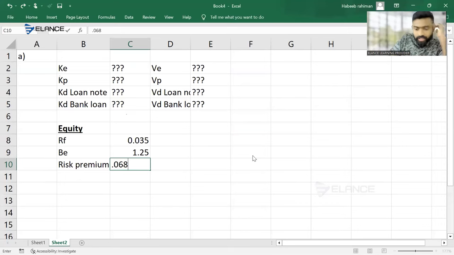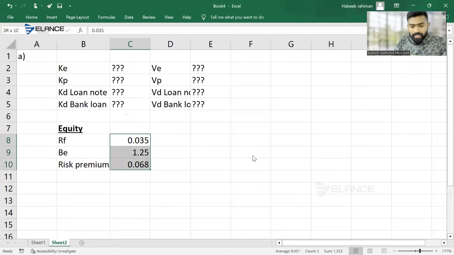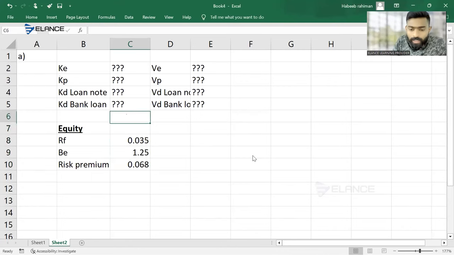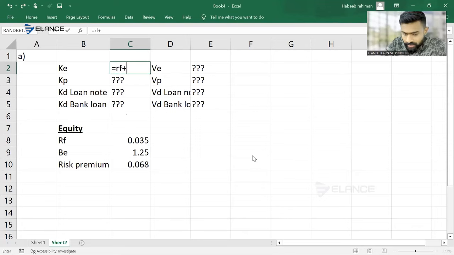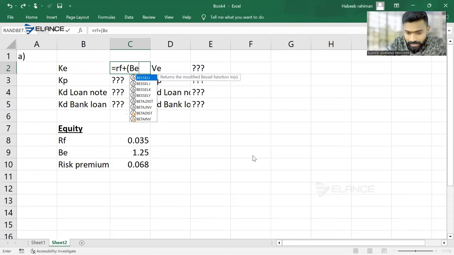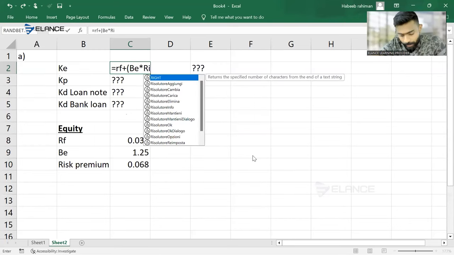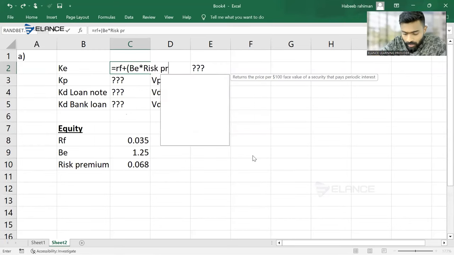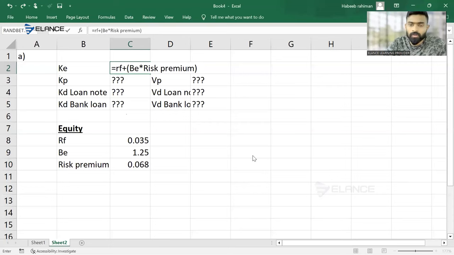6.8% means 0.068. So I have the ingredients, the components, to calculate KE. KE is equal to RF plus, in brackets, beta equity into risk premium. This is the formula I have to solve. Okay, hope everyone knows this formula.